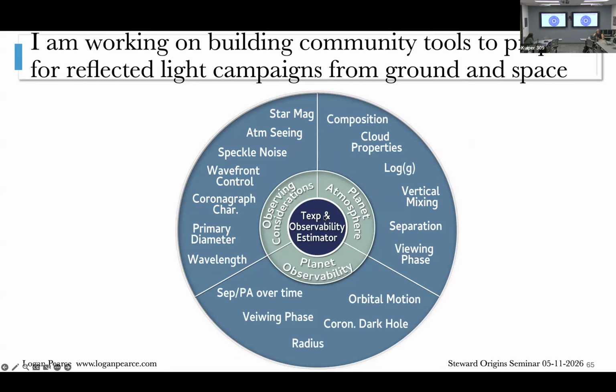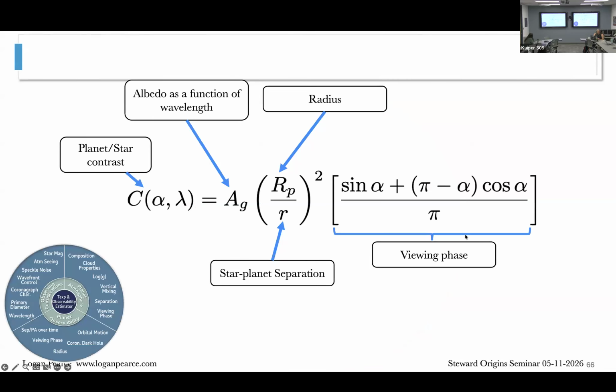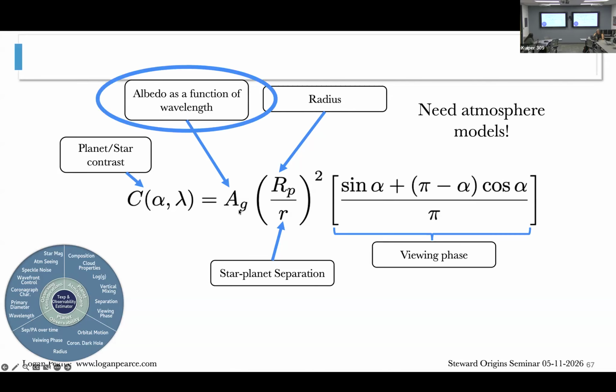If we want to know the exposure time and observability of a planet, I've broken it down into these regimes of things that we need to think about and know in order to make those predictions. Right now I'm focusing on the atmosphere part. Planet-star contrast depends, as we said, on the ratio between radius and separation and the viewing phase. It also depends on the albedo as a function of wavelength. And so that means that we need some atmosphere forward models in order to plan for and predict observations, and then try to understand observations if we ever make them.